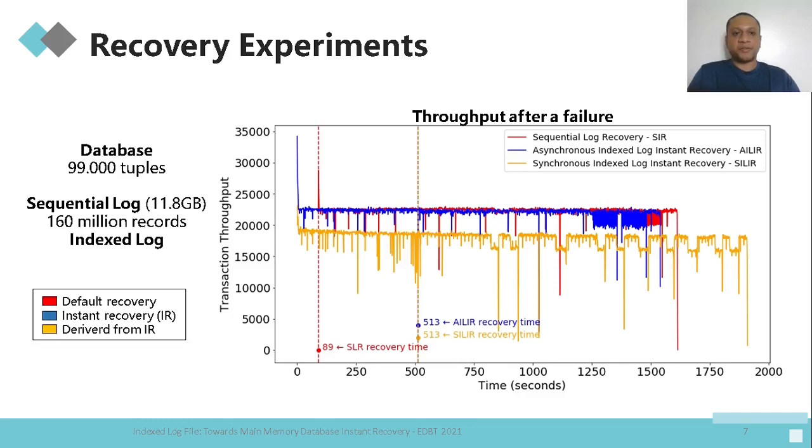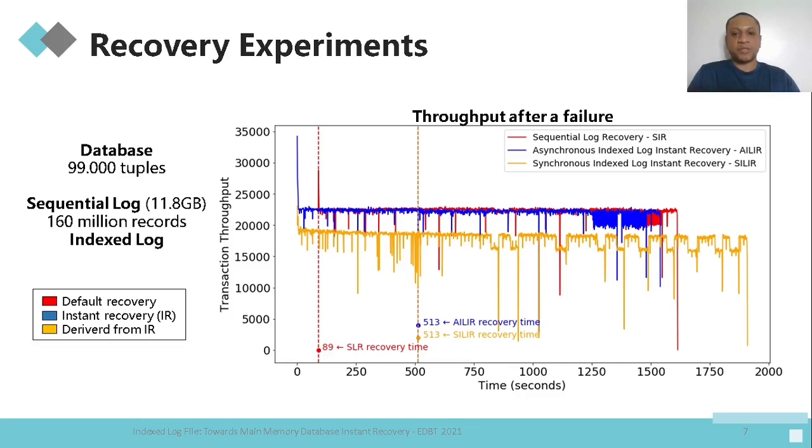For each scenario, the system was shut down to simulate a system failure. Thereafter, during the database restart, a workload was submitted. This graphic shows the transaction throughput during workload submission. The vertical dashed lines indicate the final recovery time for each scenario.